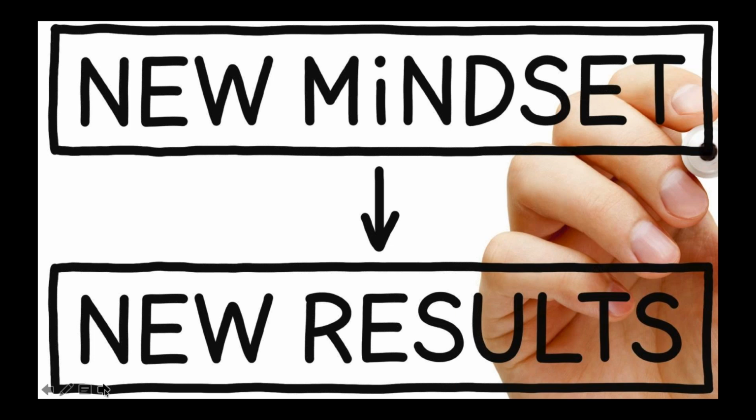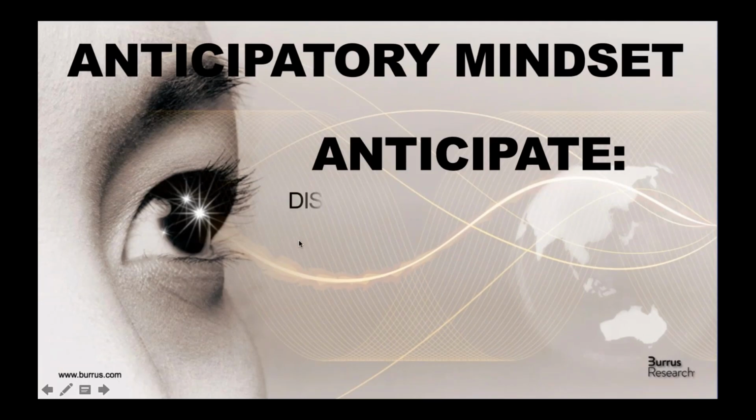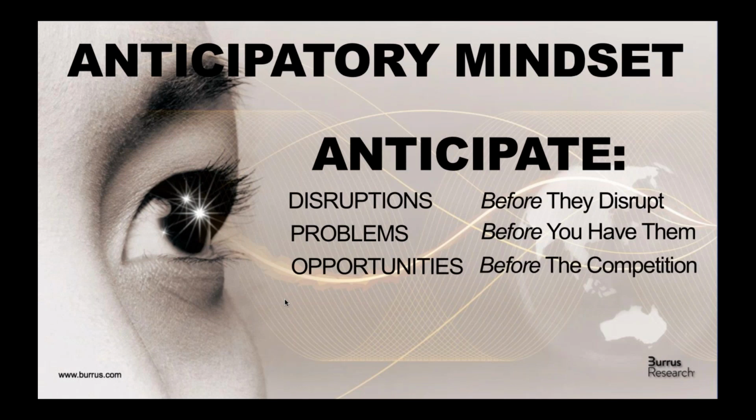Because the good news with this technology is that it is becoming available just about everywhere, and it will move through our whole cycle quicker than ever, primarily because of the cloud. So what I want to do is get you thinking about an anticipatory mindset: how can you anticipate disruptions before they disrupt you, problems before you have them, and opportunities before your competition? That's the whole theory behind what Dan's been doing in this Flash Foresight world.